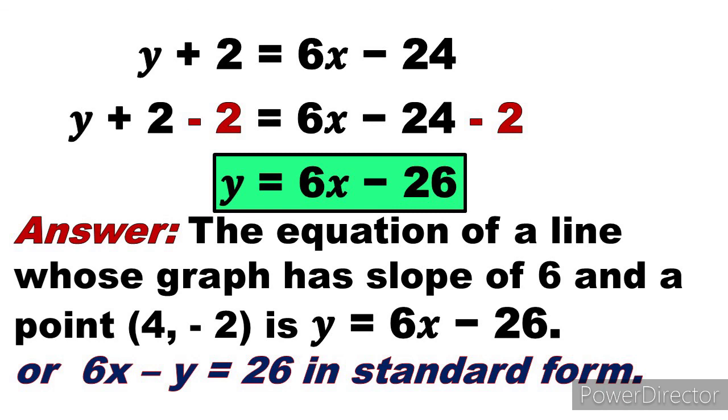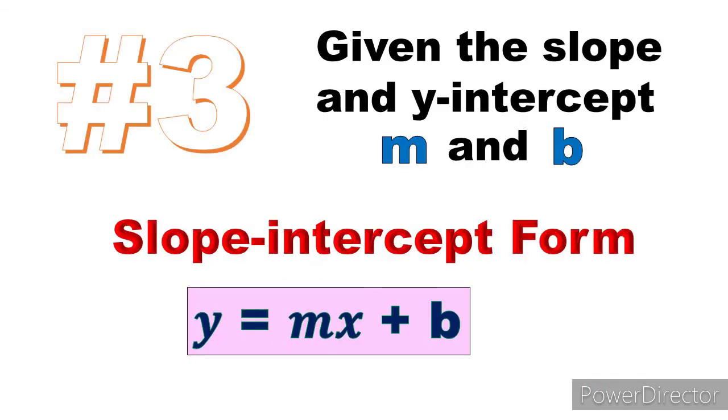Therefore, the answer is the equation of a line whose graph has a slope of 6 and point positive 4, negative 2 is y equals 6x minus 26 in slope-intercept form. In standard form, we have 6x minus y equals 26. And that is how to find the equation of a line given the slope and one point of the equation. And now let's proceed to the number 3.